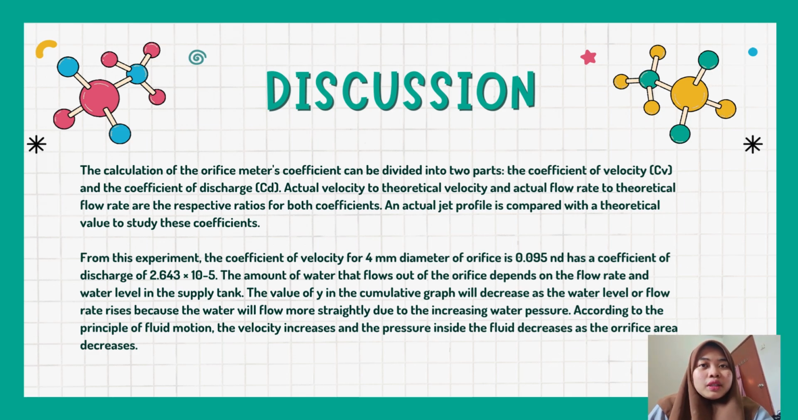The calculation of the orifice meter coefficient can be divided into two parts, the coefficient of velocity and the coefficient of discharge. From this experiment, the coefficient of velocity for 4 mm is 0.095 and the coefficient of discharge is 2.643 times 10 to the negative 5.